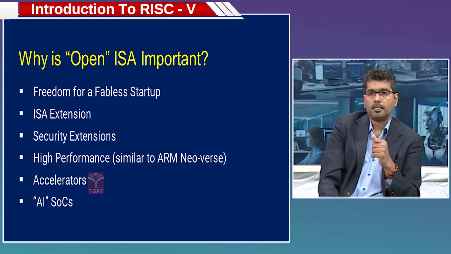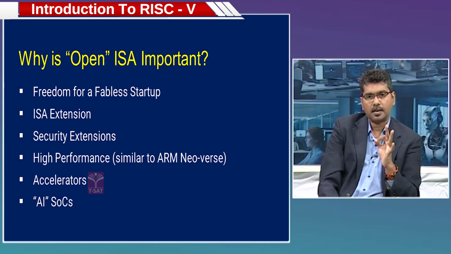I think a couple of viewers asked which one is better. It's not technical capability that's really important. The key with RISC-V is the open part, right? If it's not open, then it doesn't really matter how technically better it is. So why is open important? And this is the reason why it took off. First thing, freedom for a fabless company.